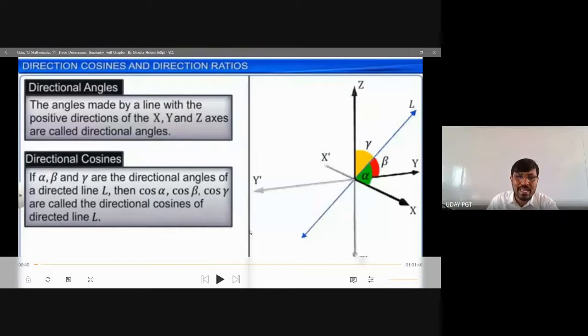We are going to learn line and plane. How do we represent the equation of a line? How do we represent the equation of a plane? We'll see in this chapter.